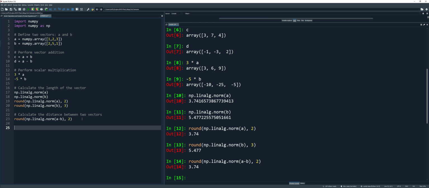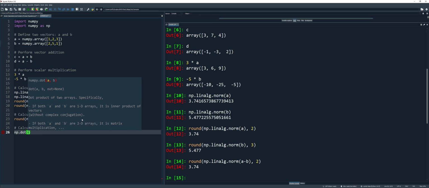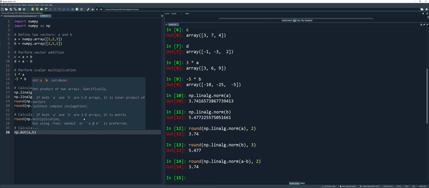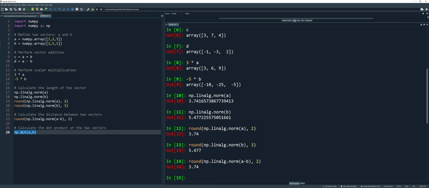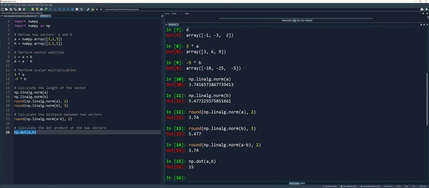Next, let's try to calculate the dot product of vectors A and B. We can do that by using the np.dot function. It takes two arguments, the two vectors, so A and B. So you highlight the code and run it. So the dot product is 15.